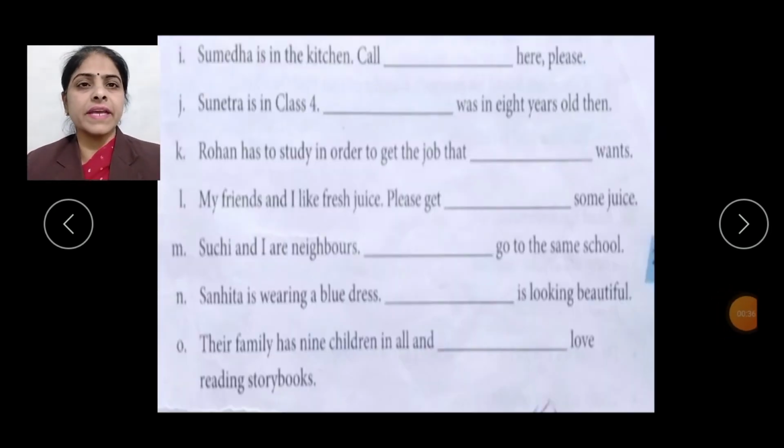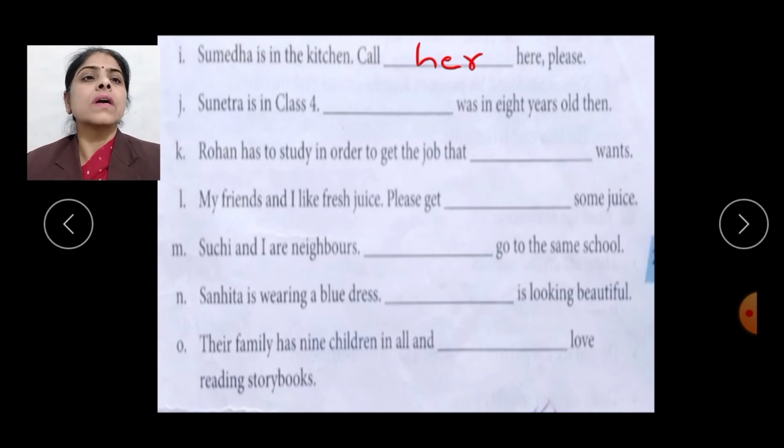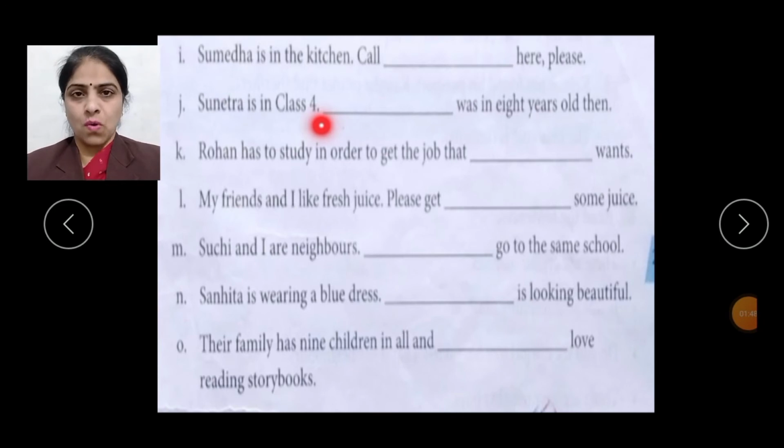The next one is, Sumedha is in the kitchen. Call blank here please. This blank needs an object pronoun for Sumedha, which is a feminine singular noun. So, to fill the blank, we will use "her". So, the sentence will be, Sumedha is in the kitchen. Call her here, please.